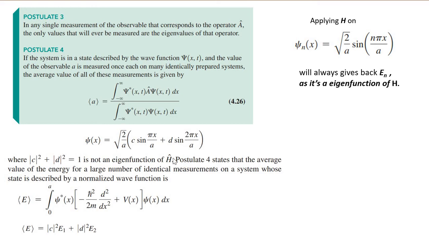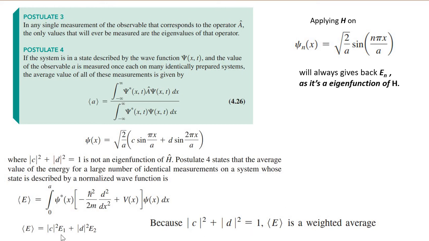Then, of course, from the fourth postulate you can take the average, and that average comes as this equation. Suppose we take one more, C, D and F, say F sine 3 pi x by a. Then the result would be plus D square E2 plus mod F square E3, and similarly mod G square E4 plus dot dot dot. So that is the general prescription. It is very important.